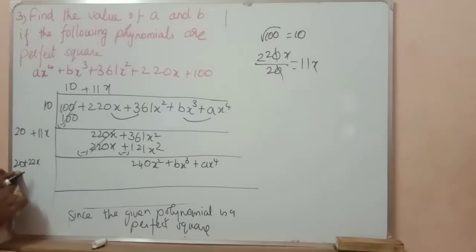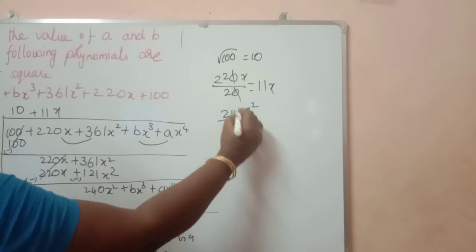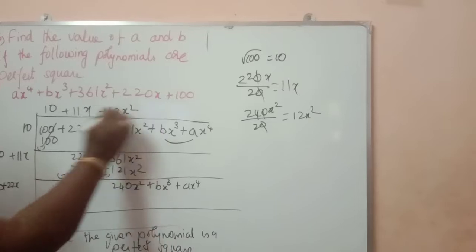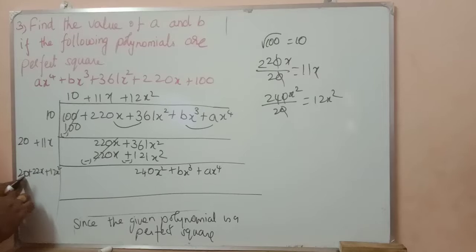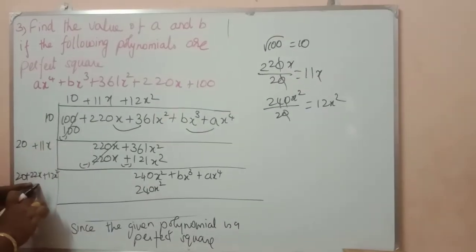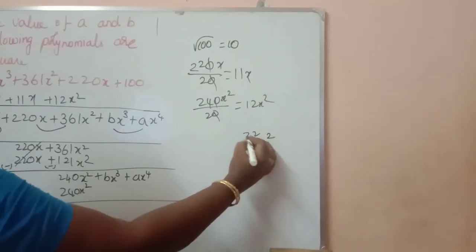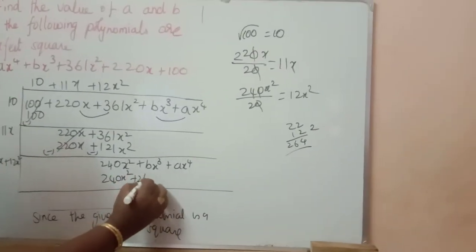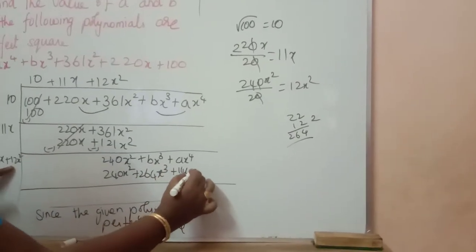Again first term by first term, 240x square by 20. So 12x square. So plus 12x square. Here also plus 12x square. So multiply by 12x square with these two terms. 12 into 20, 240x square. 12 into 22, 24, remainder 4, 2, 24, 26. So plus 264 x cube. 12 12s are 144 x power 4.